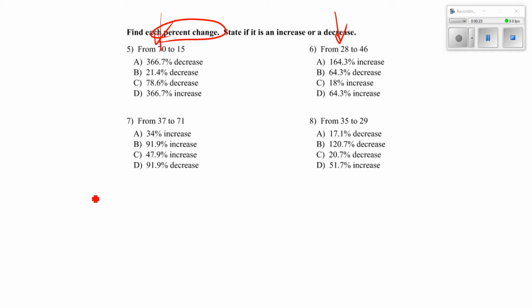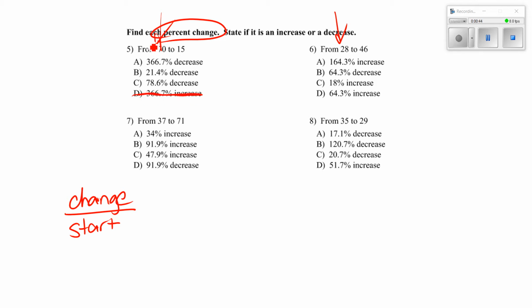The way that you do the percent change is it's how much did it change, and you divide by where did you begin, where did you start, what was your original amount. So the change divided by the starting amount. It's either going to increase or it's going to decrease. So in number 5, if you're going from 70 to 15, that's a decrease, so I can automatically take this one out.